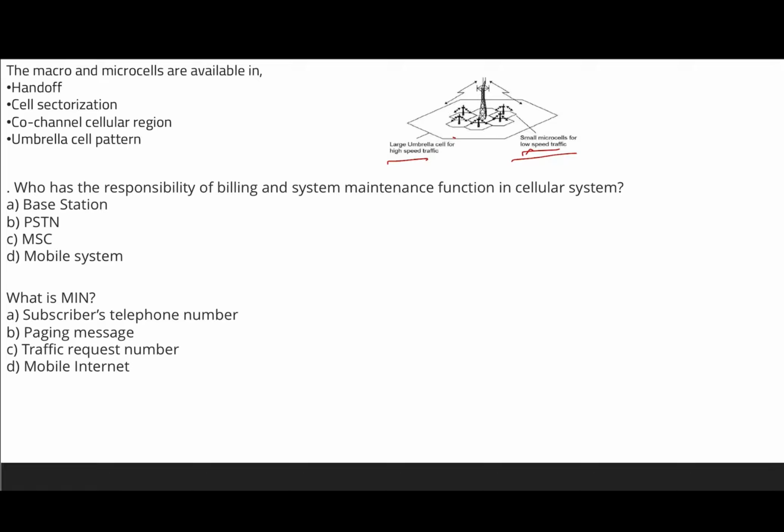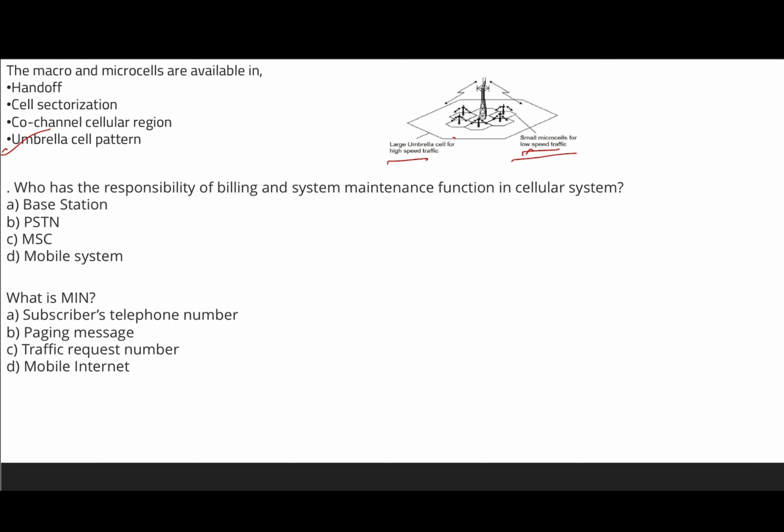In this architecture, we can see both the macro cells as well as the micro cells. So, we can say that the macro and micro cells are available together in the umbrella cell pattern. The large umbrella cells are used for high-speed traffic, and small micro cells are usually used for low-speed traffic like pedestrians, etc. Now we can move on to the next question.